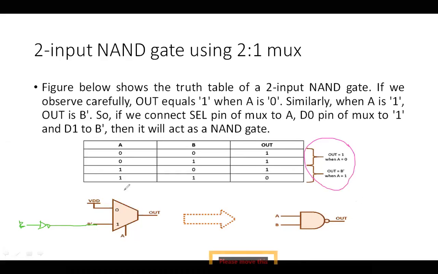implement our MUX. Ultimately, what we are trying to do here is keep A as my select line, and whatever are my inputs, based on what select line is given, those will appear at my output. Suppose I keep 0 here and 1 here, will it be correct, students? Will my MUX function as a NAND gate?